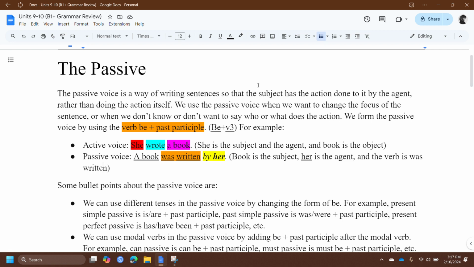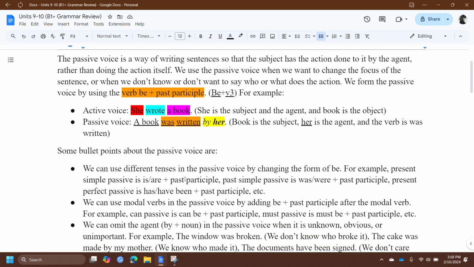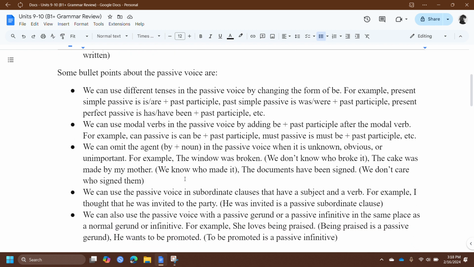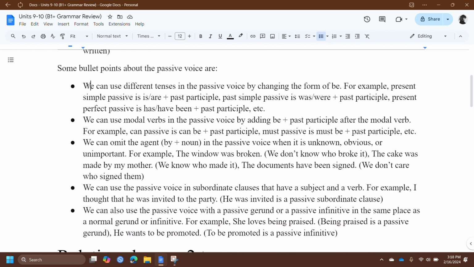So some very important bullet points about the passive voice. We have mentioned them here, so let's go over each one. Okay, so we can use different tenses. Okay, what can we do, guys?